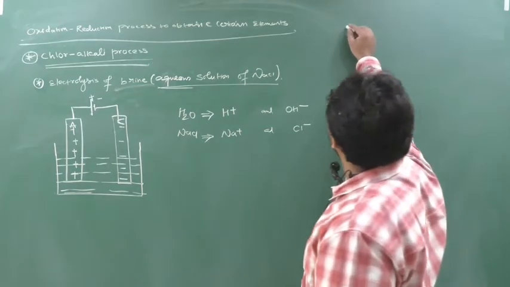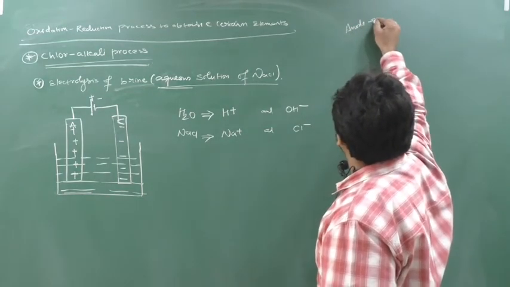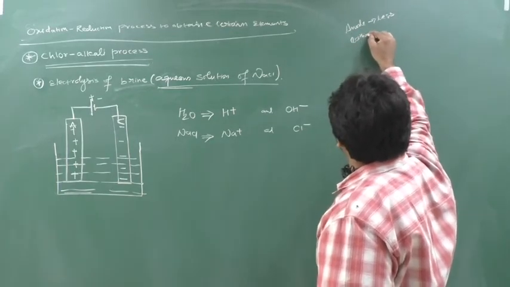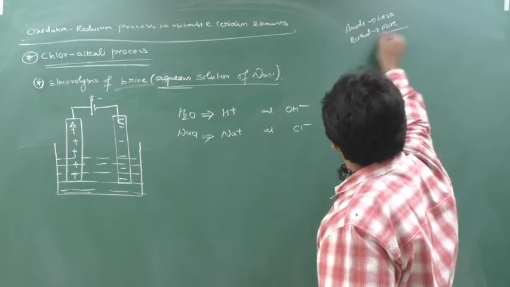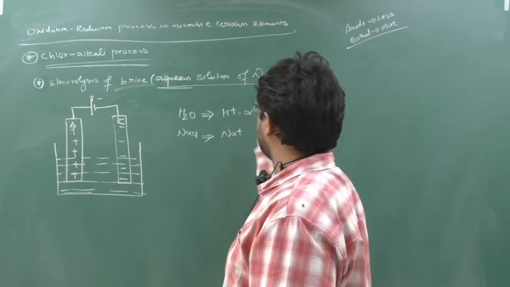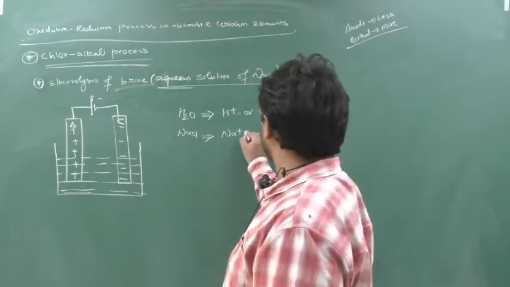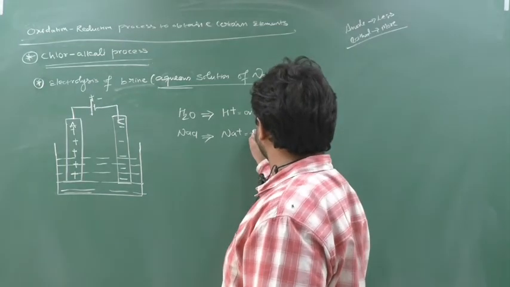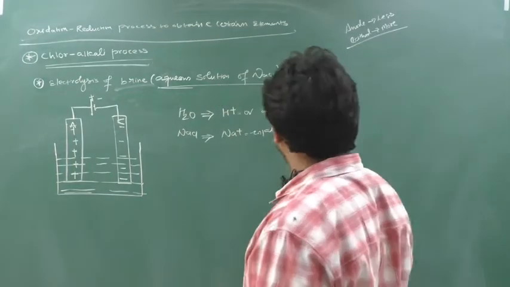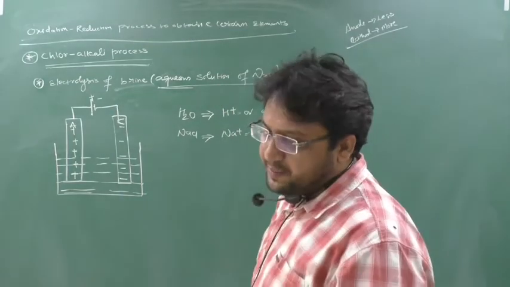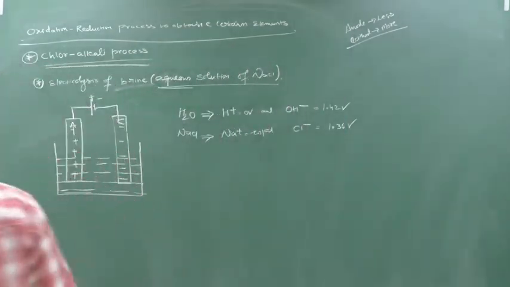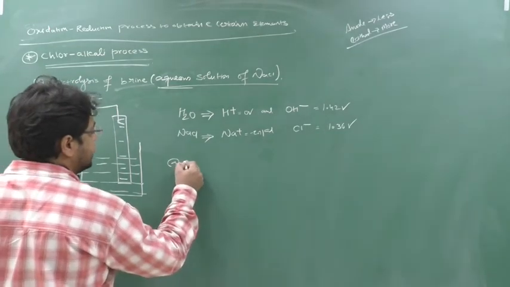You know, in electrochemistry I told you: anode has less value of electron reduction potential, cathode has more value of electron reduction potential. Clear this part? If you see, the value of H plus is 0 volt, and the value of Na plus is minus 2.71. Yes or no? Here OH minus value is 1.42 volt, and Cl minus value is 1.36 volt. You should not memorize these values. Just see the process.